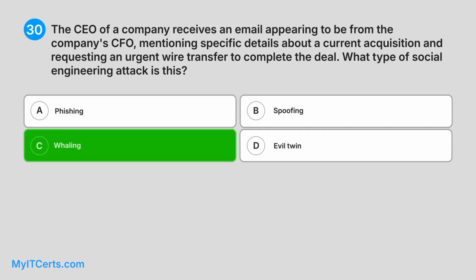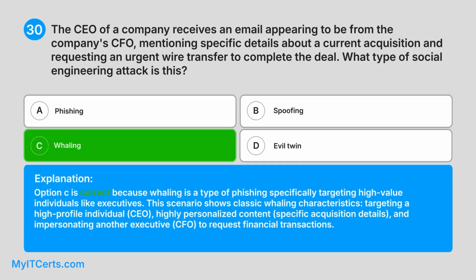Correct answer, C. Whaling. Explanation. Option C is correct because whaling is a type of phishing, specifically targeting high-value individuals like executives. This scenario shows classic whaling characteristics: targeting a high-profile individual, the CEO, highly personalized content, specific acquisition details, and impersonating another executive, the CFO, to request financial transactions.